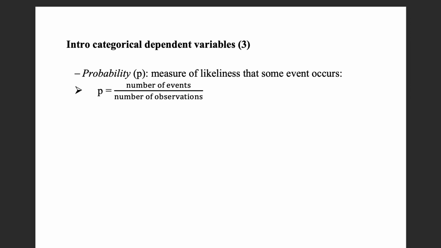Then what is the probability? Well, it is the number of events that we observe divided by the total number of observations that we have. So in other words, how likely is it that some event occurs means how often did it happen, the number of events, divided by how often could it have happened, the number of observations. In other words, the probability is also a proportion. It is a proportion of observations where the event that we're interested in actually occurred.